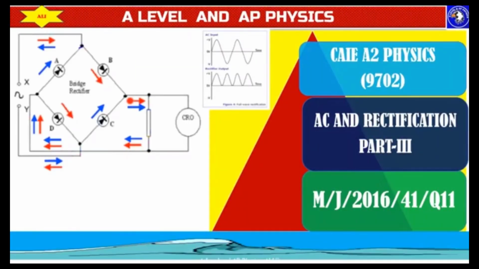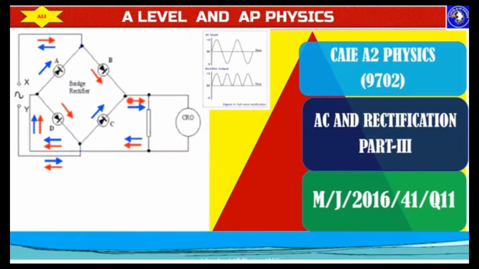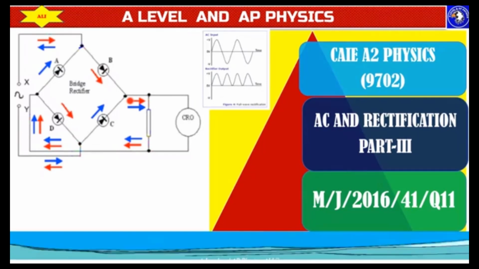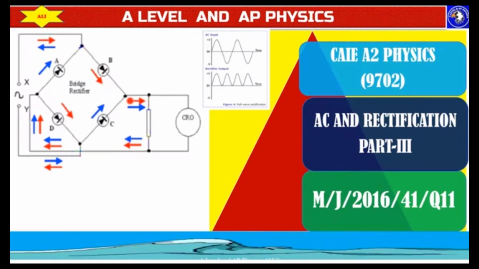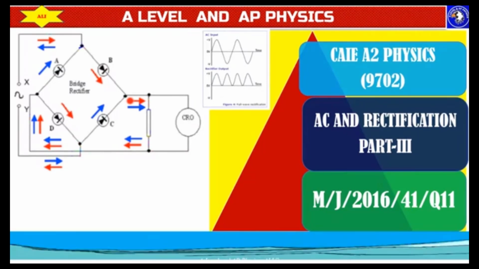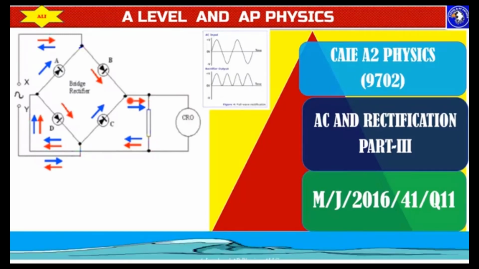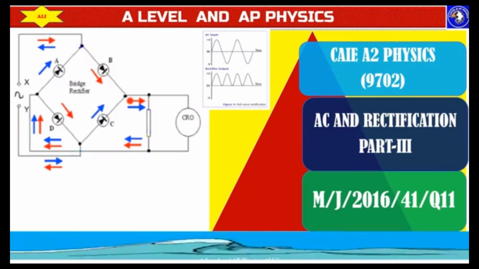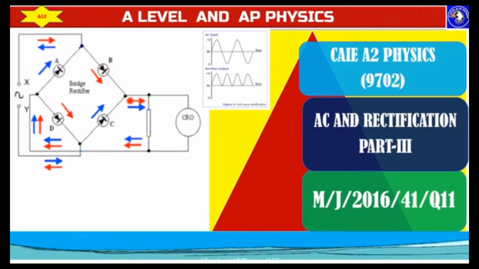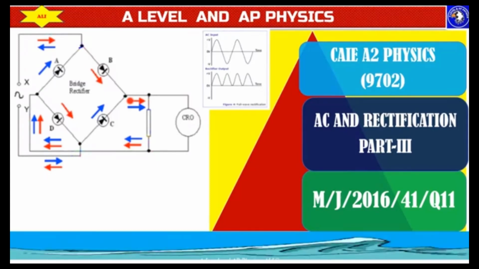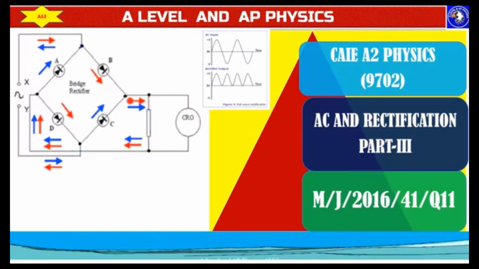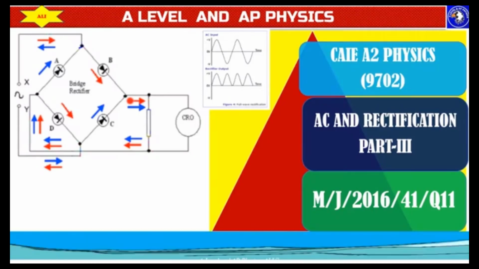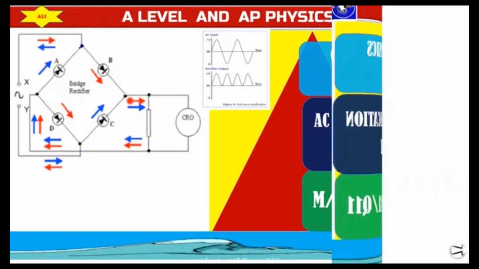Welcome to A-Level and AP Physics, a place where you can improve your understanding of physics with confidence. In today's lesson, we will talk about AC and rectification past paper question from Cambridge A2 Physics. This is our third video on this topic. In this video, I will explain how to calculate mean value and how to calculate RMS value. At the end of the video, we will also talk about energy dissipated in a circuit.